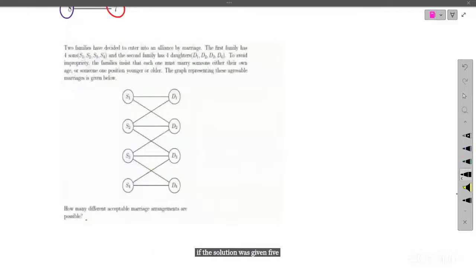Two families have decided to enter into... Because this seems like a very promising question.